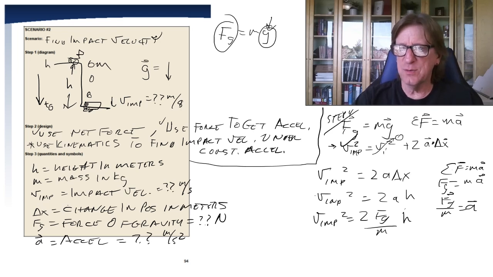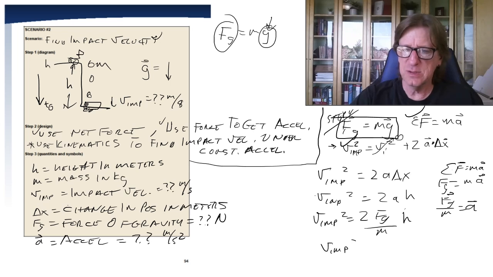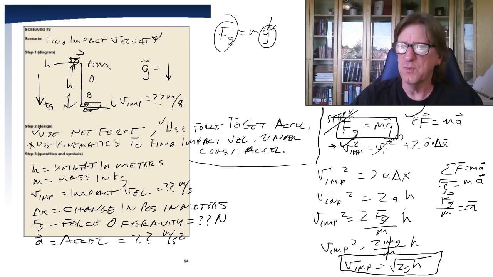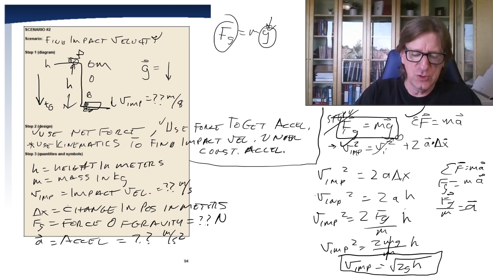But I know, so I've used this one, so now I have my last one here. I need to plug in for my F_g, and I've got v impact squared is equal to 2mg over m times h. Those cancel, and we're going to get something that looks very familiar. I take the square root of both sides, and I get the square root of 2gh, which is exactly what we got before. So solving the problem this way then allows us to be sure that our definition actually works.